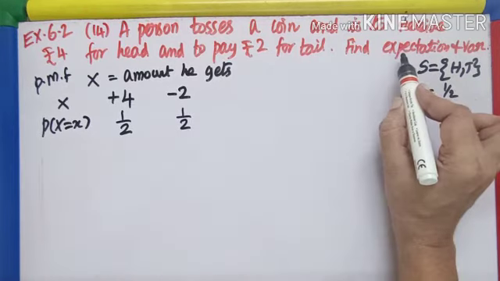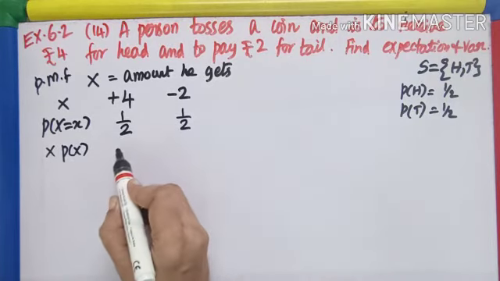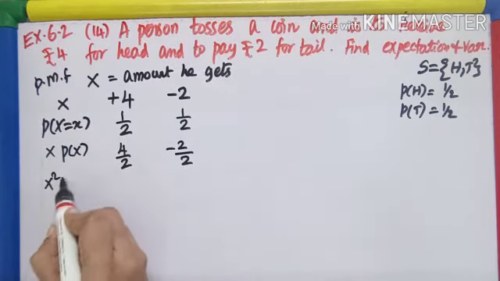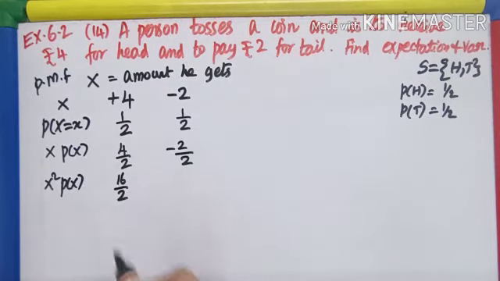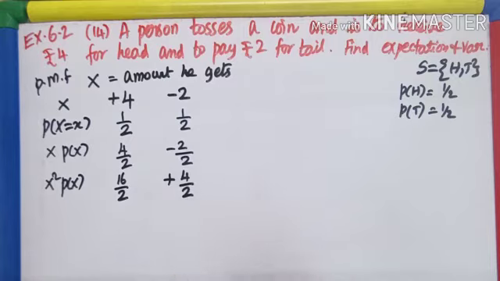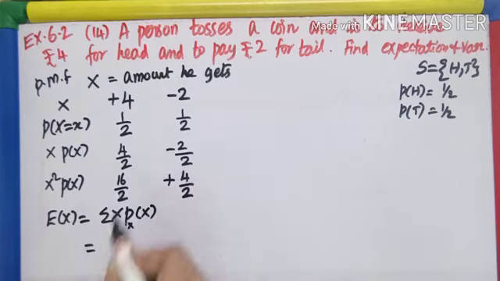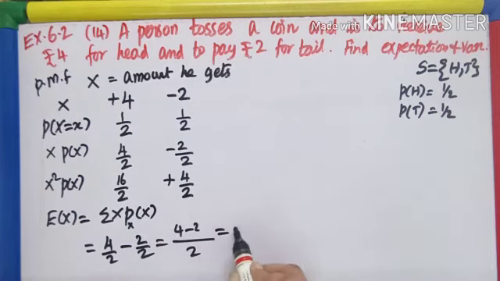We need to find the expected value as well as the variance. Find out x into p of x. 4 into 1 by 2, minus 2 into 1 by 2. And x square p of x. Multiply 4 into 4 by 2, 16 by 2, minus into minus plus 2 into 2, 4 by 2. Let us write down E of x is equal to sigma x into p of x. That is 4 by 2 minus 2 by 2. It is 4 minus 2, 2 by 2, that is 1. So E of x is equal to 1.